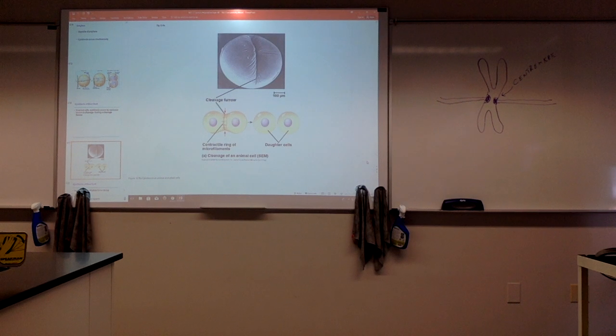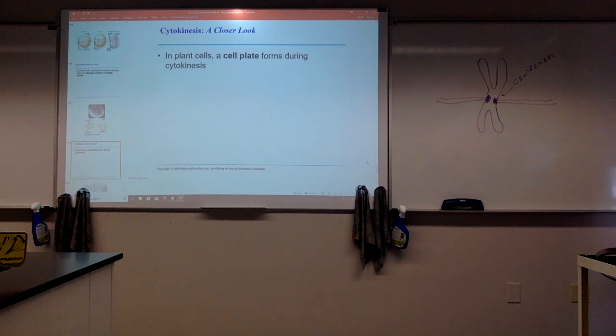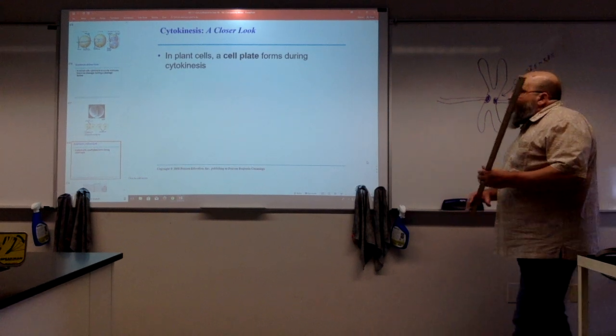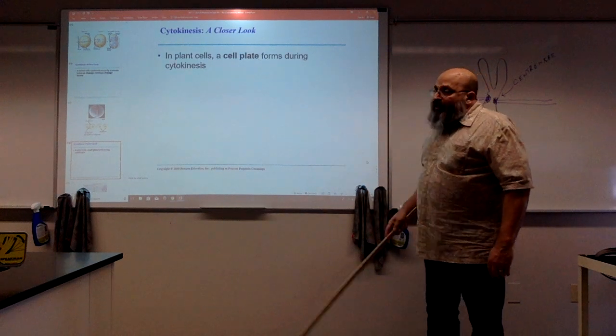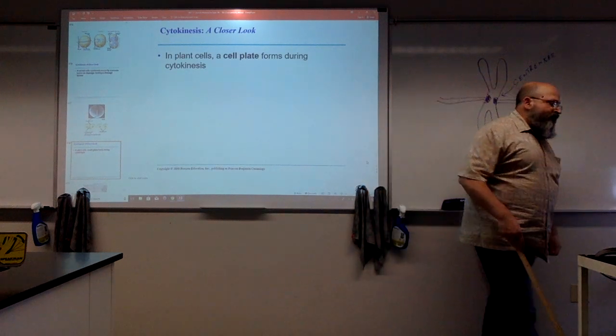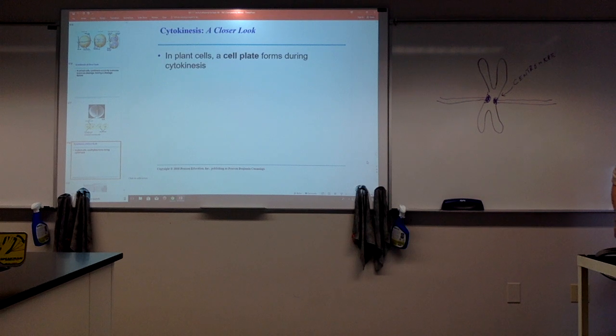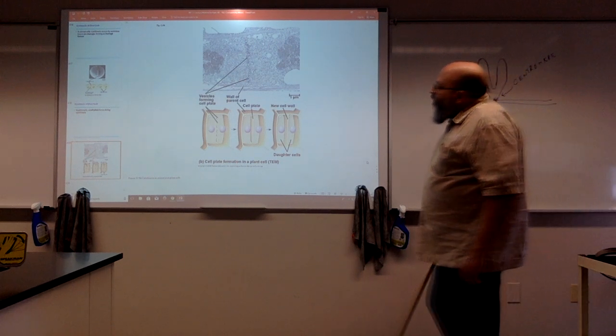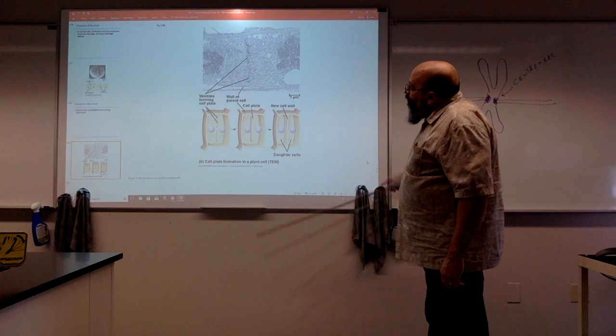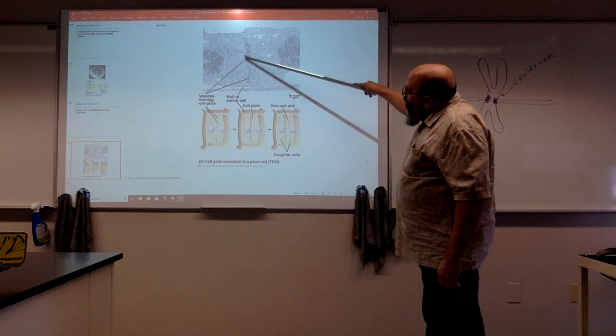Now, plants' cytokinesis is different, and you did see this a little bit on the onion slides, the onion cells there. In plant cells, instead of a cleavage furrow, a cell plate forms during cytokinesis. So here is showing the cell plate.